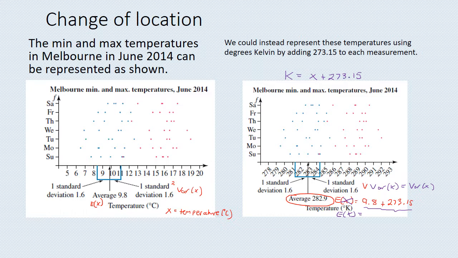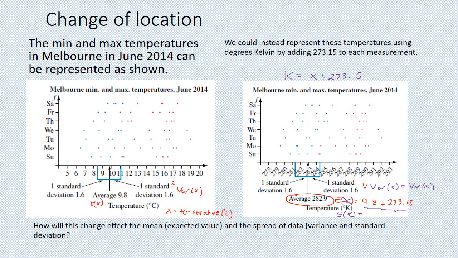Once again, just to reiterate, all that we have done to the data points is move them. We can move them by 273.15. We've converted to another unit, so we've changed where the center was, but we haven't changed the actual data that we've collected. We haven't collected new data, we've just converted it to a different unit. So we have talked about how this will affect the mean and the spread of the data.